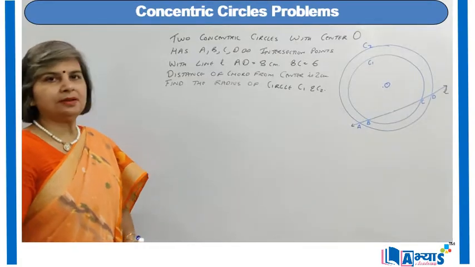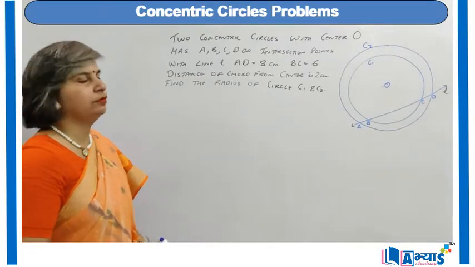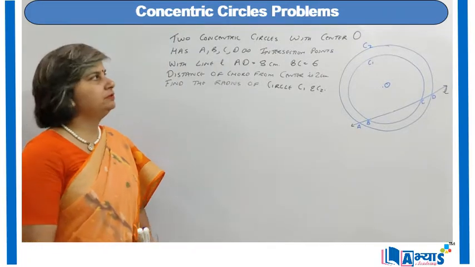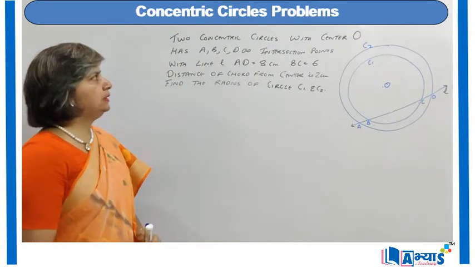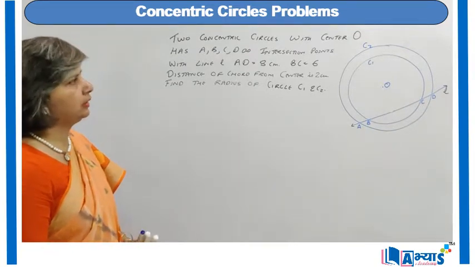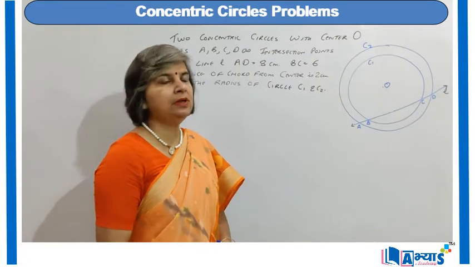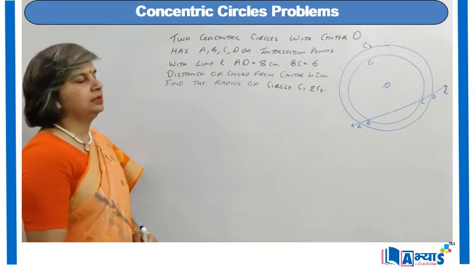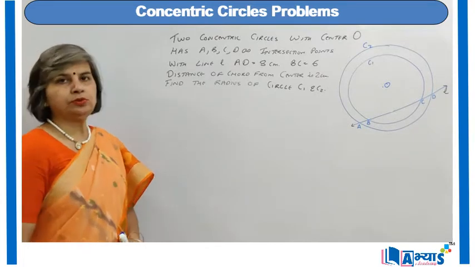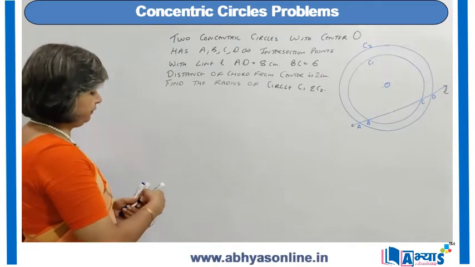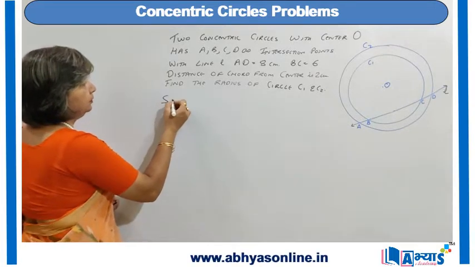Now let us take another question on the concept of concentric circles. We are given two concentric circles with center O, and A, B, C, D are the intersection points of the line L. We are given AD as 8 centimeter and BC as 6 centimeter. The distance of the chord from the center is 2 centimeter, and we are supposed to find the radius of the two circles.